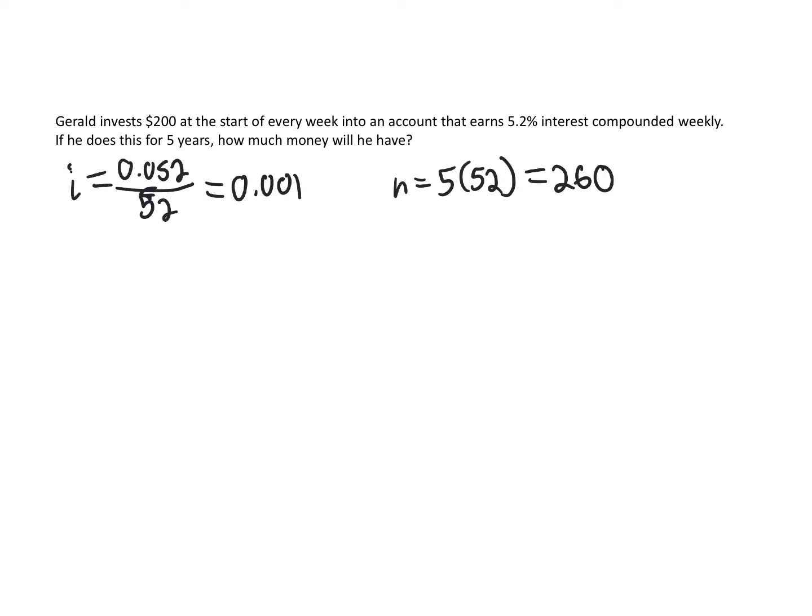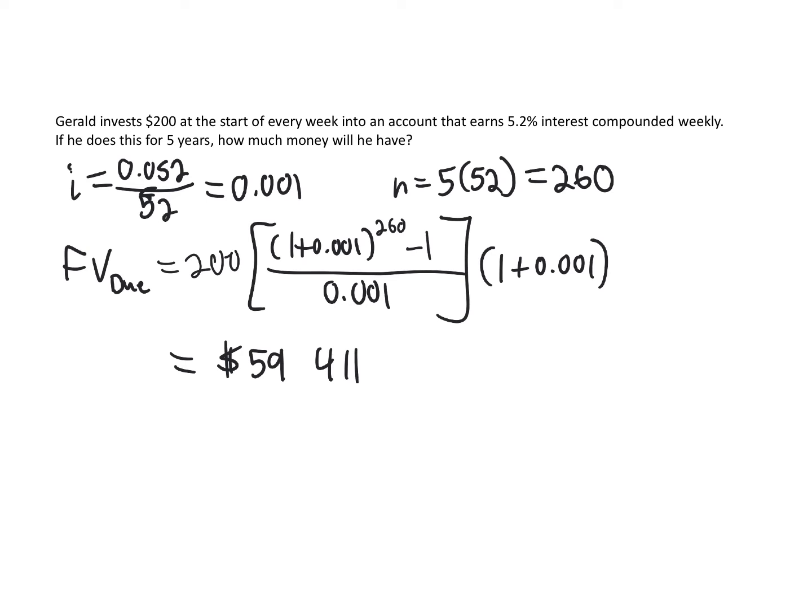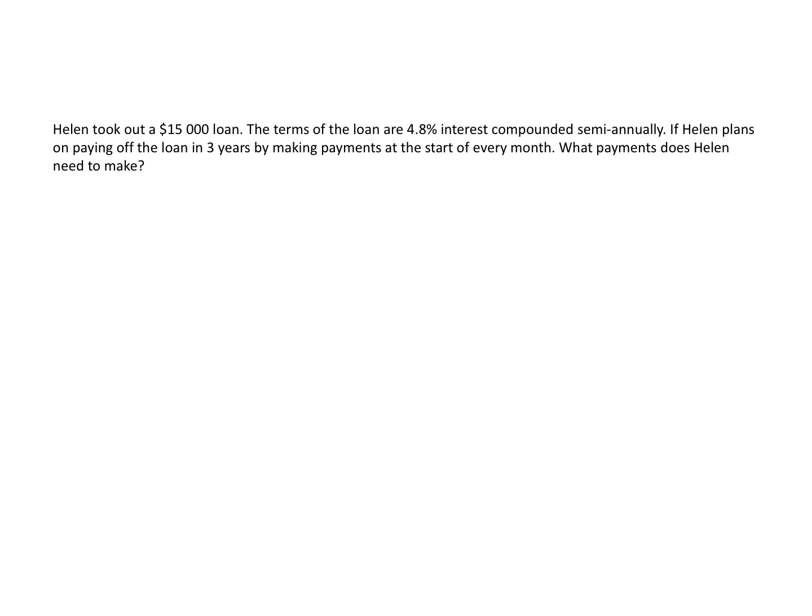And then from here we can go straight to our future value formula. So future value of an annuity due, our payment, our first part of our annuity formula, but now because it's annuity due, we have this extra piece to the formula on the end. And then we can just calculate it, and we get 59,411.67.